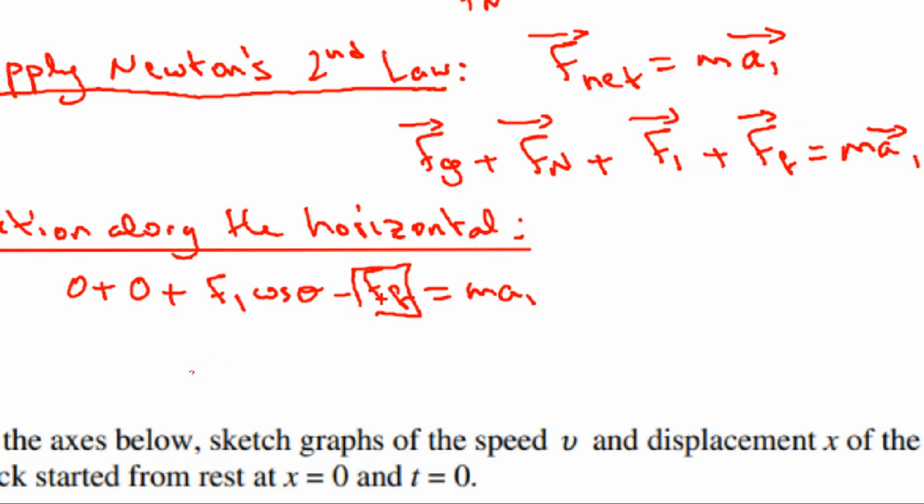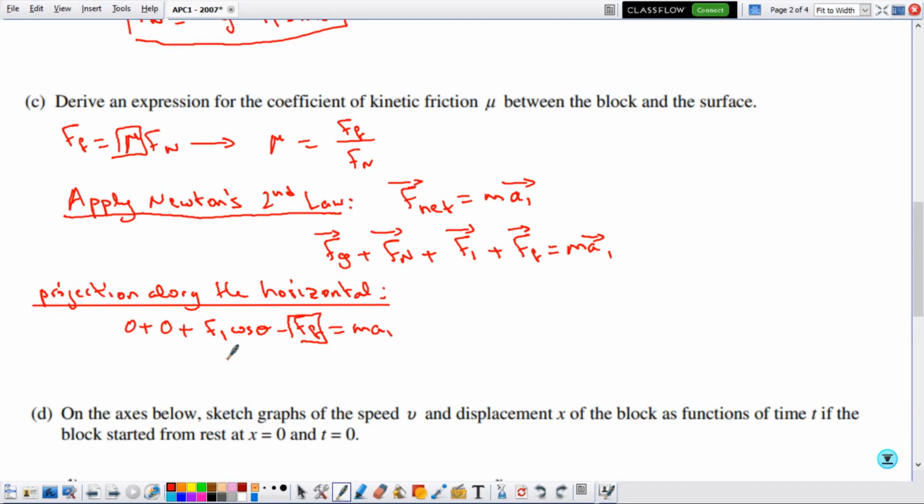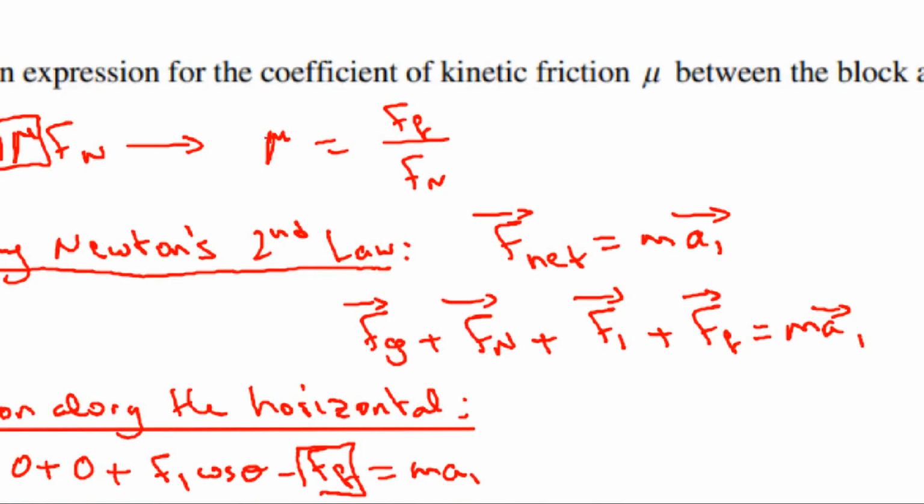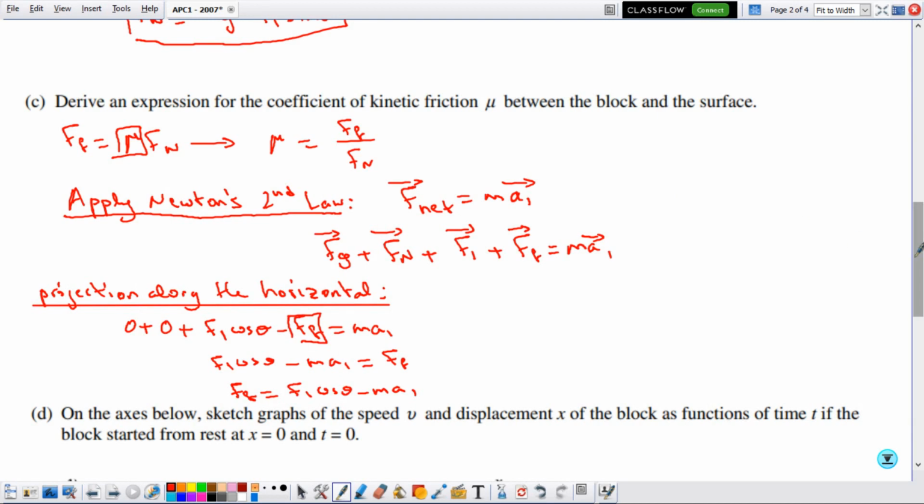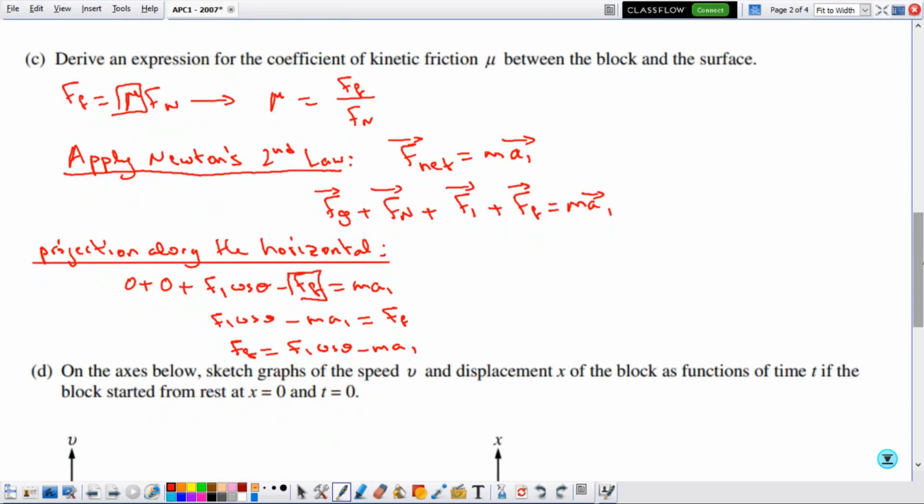Alright, now we're searching for the expression of the frictional force. This can be dragged to the right and this to the left, and then we're gonna have F1 cosine theta minus m a1 is given by the frictional force. Now we can swap left and right members, and we have that the frictional force is given by F1 cosine theta minus m a1. And remember that in order to determine the coefficient of friction, we need the expression of Ff and the normal push. In the previous part we have determined the expression of the normal push, and now we have the explicit expression of the frictional force. Then the coefficient mu is given by what?